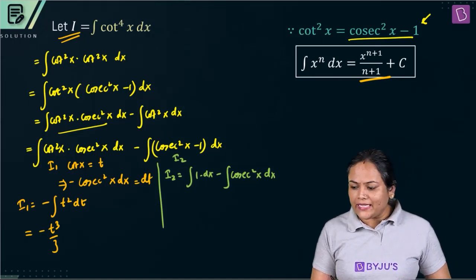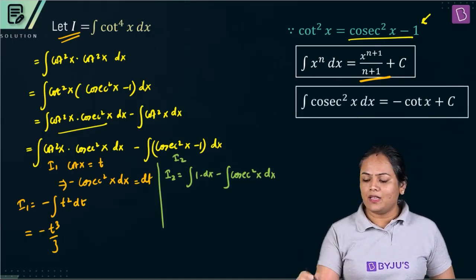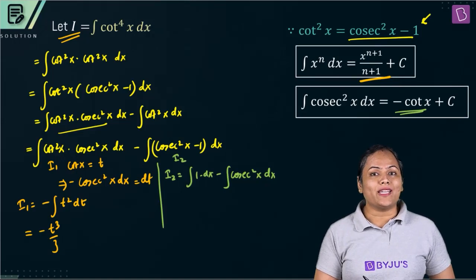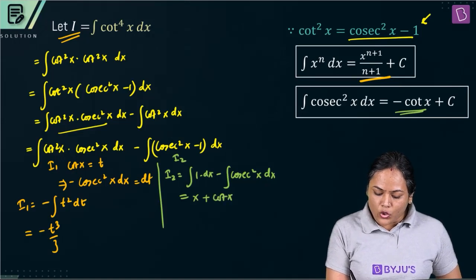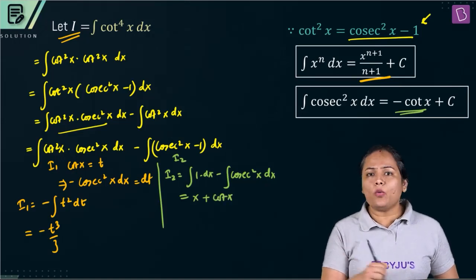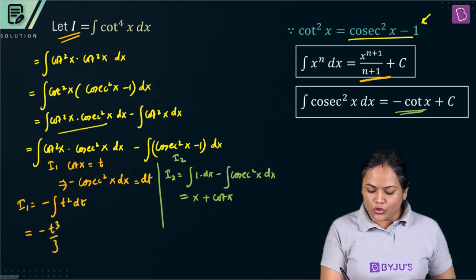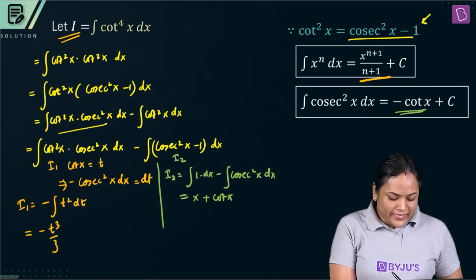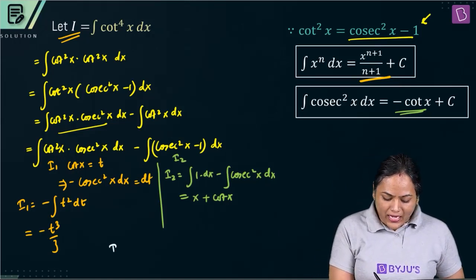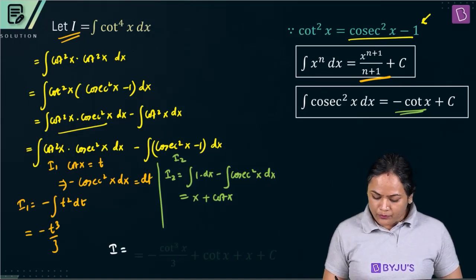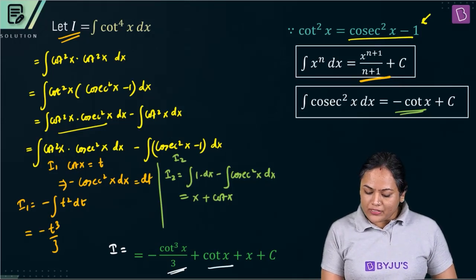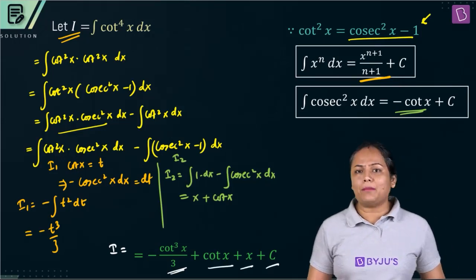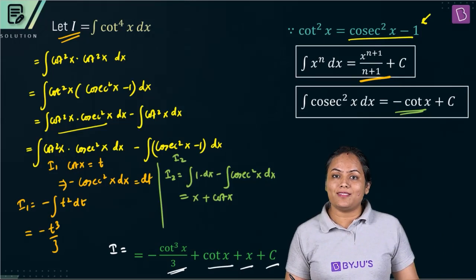And what is the integral of cosec square x, guys? Well, that is minus cot x, right? And integral of 1 dx, well, that is x. So it's going to become x plus cot x. And now when I add these two, I'll put my integration constant. So finally, I can say that my I will be equal to minus cot cube x by 3 plus cot x plus some integration constant.